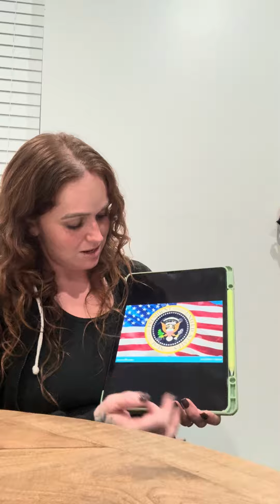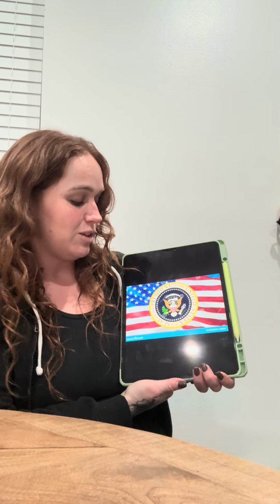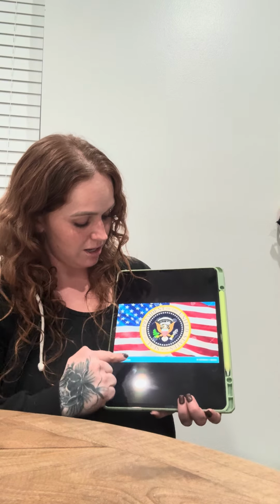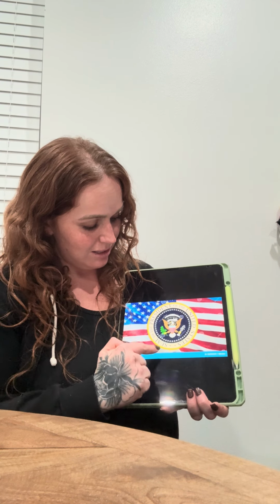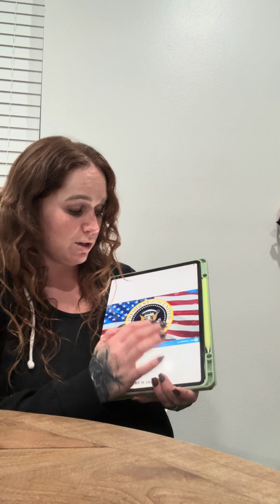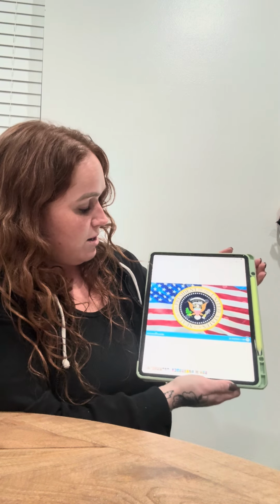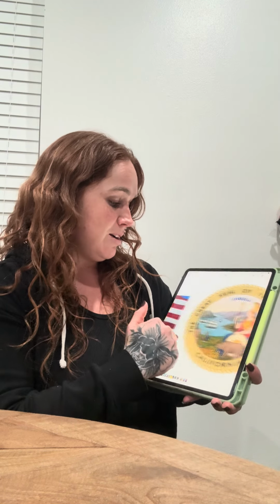All right, this one is going to be the seal of the President of the United States. I know this one's new to us. Do we think it's a national symbol? Let's look at some key factors. It talks about the United States president. It's the seal for the United States. It's got the American flag in the back. What do we think? Yes. Correct, it is. So the seal of the President of the United States is a national symbol. Great job.